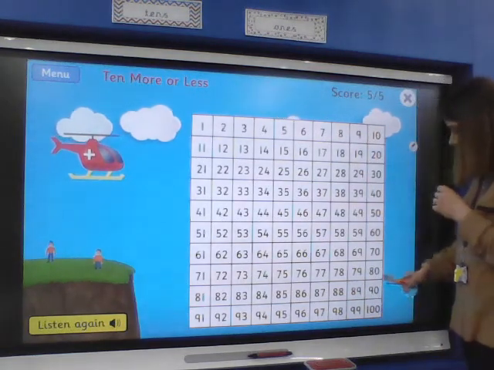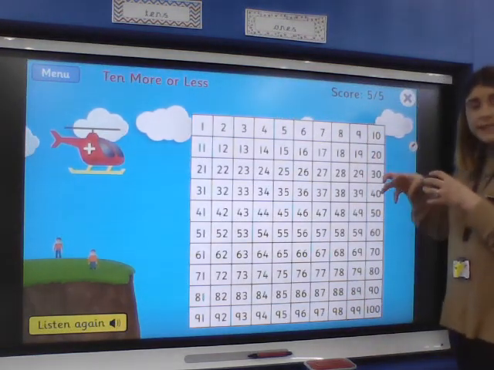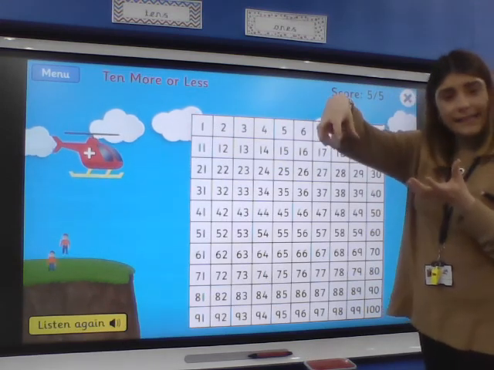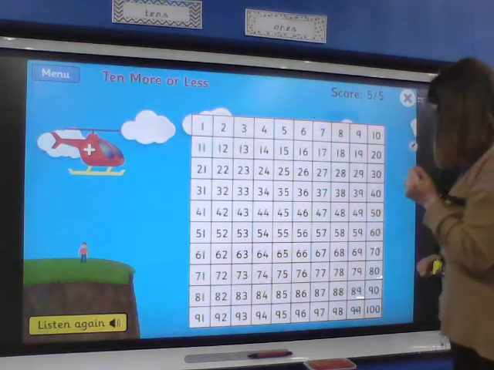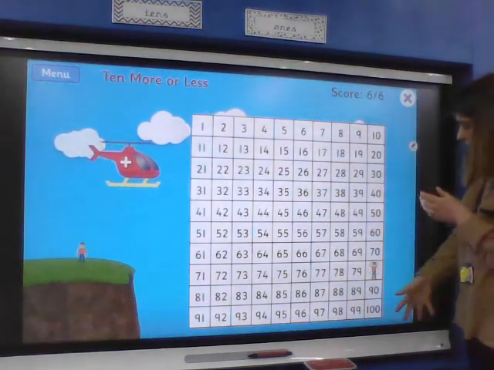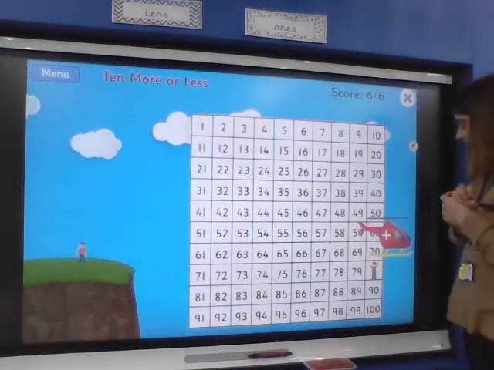So have a look at my 10s column. So before 90, if we're counting in 10s, what comes before 90? Is it the 60s, the 50s, the 40s? What comes before the 90s? 90, 80. So 1 square up if it's less.